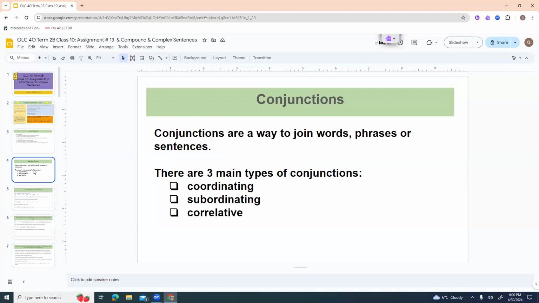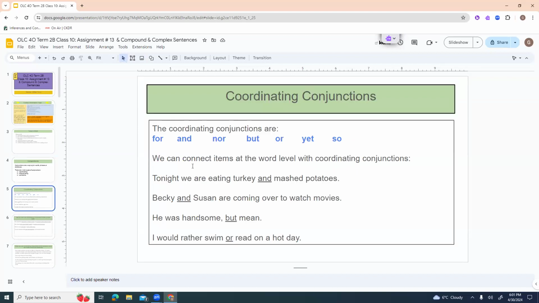Okay, so conjunctions. Conjunctions are just a way to join words, phrases, or sentences. And there's three main types of conjunctions: coordinating, subordinating, and correlative. So the coordinating conjunctions are always these seven: for, and, nor, but, or, yet, and so. You can connect items at the word level with coordinating conjunctions. Tonight we are eating turkey and mashed potatoes. Becky and Susan are coming over to watch movies. He was handsome but mean. I would rather swim or read on a hot day.